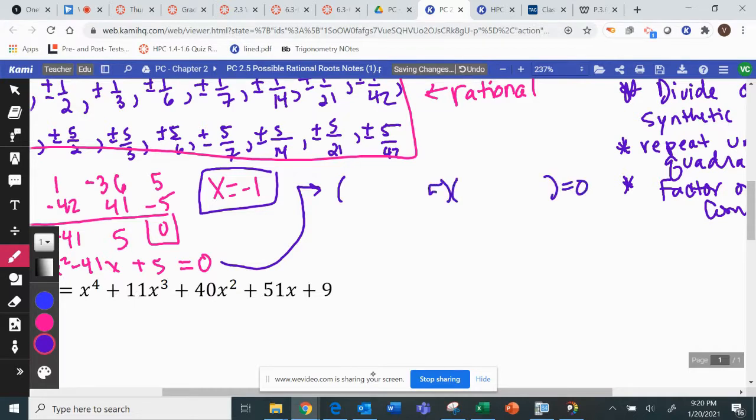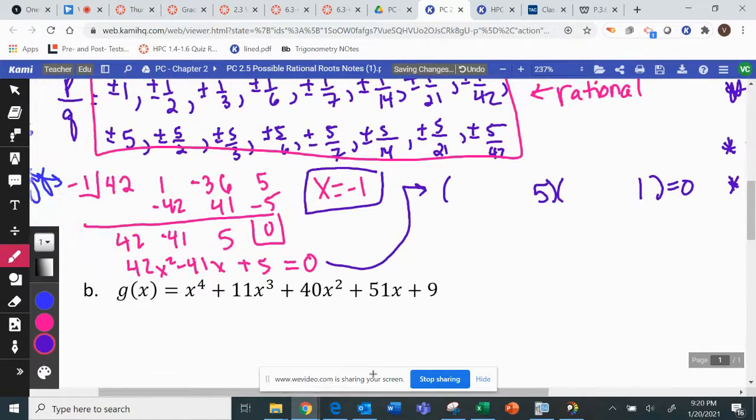because I know that 5 and 1 have to be those last two numbers to give me a 5. This is a minus and then a plus, so it has to be a minus and a minus. And 42 is normally 6 and 7, but there are other factors it could be. But I'd just like to try the easy ones first.